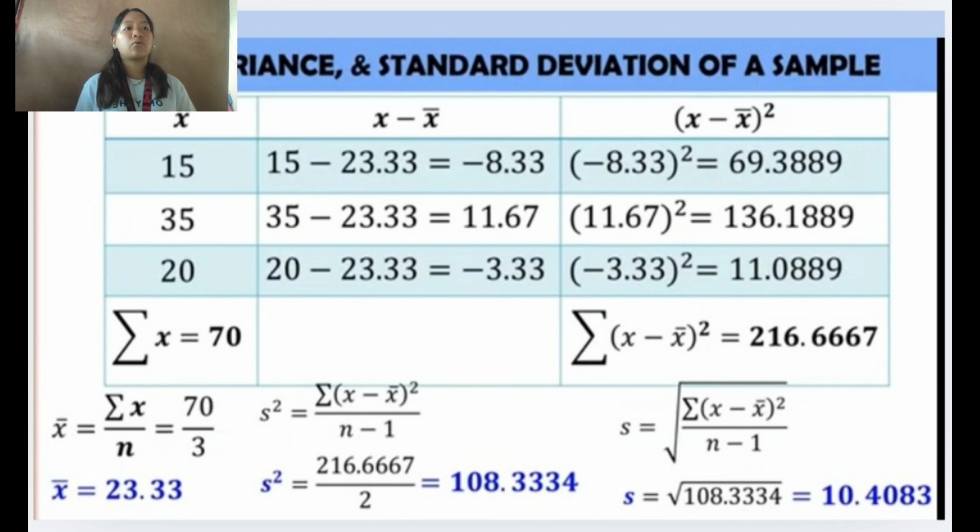And then, to get the sample standard deviation, we use S equals square root of summation of x minus sample mean squared over small n minus 1. So, S equals the square root of our sample variance, which is 108.334. We take its square root, and the total is 10.4083. So that is the sample standard deviation.